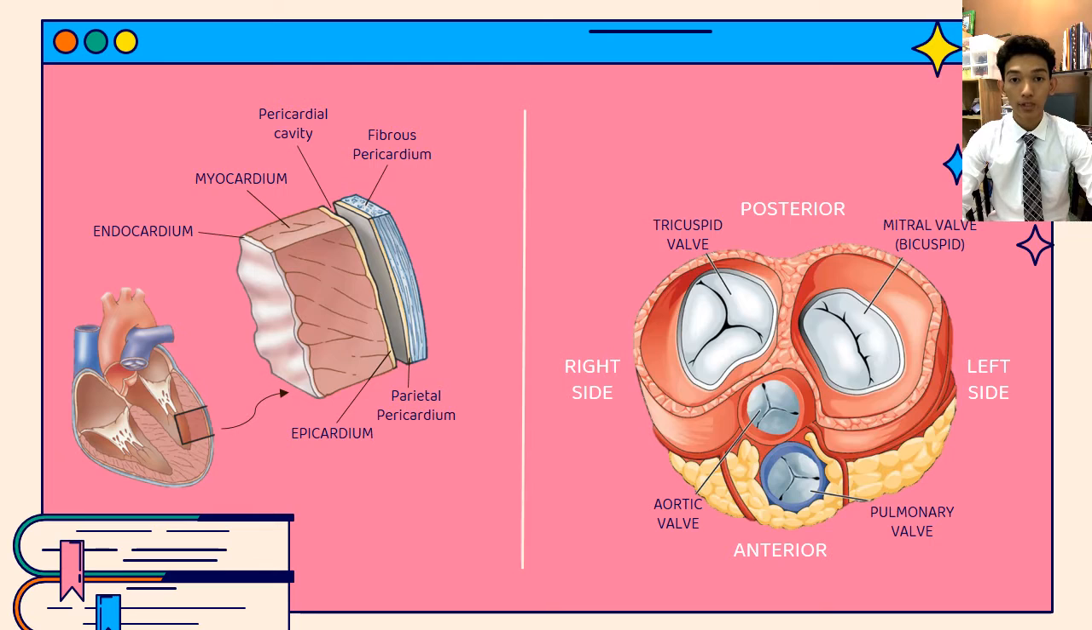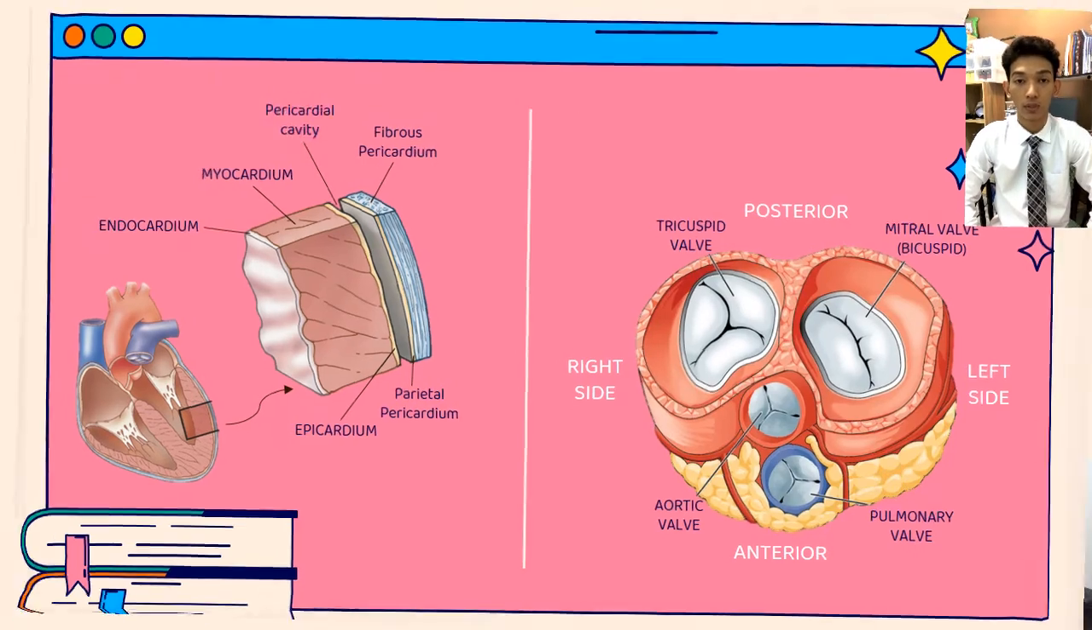Lastly, pericardium is the outer wall that protects the heart and restricts the excessive movement of the heart. The right picture is the view from the top corner. The posterior shows the tricuspid valve and mitral valve, also known as bicuspid valve. For anterior, we have aortic valve and pulmonary valve.